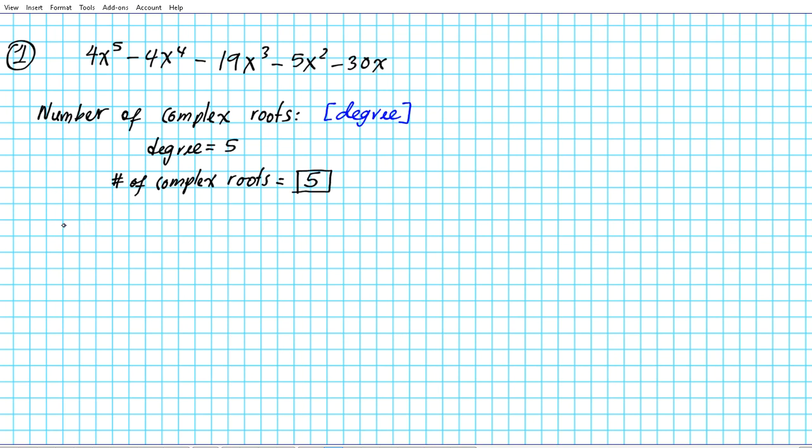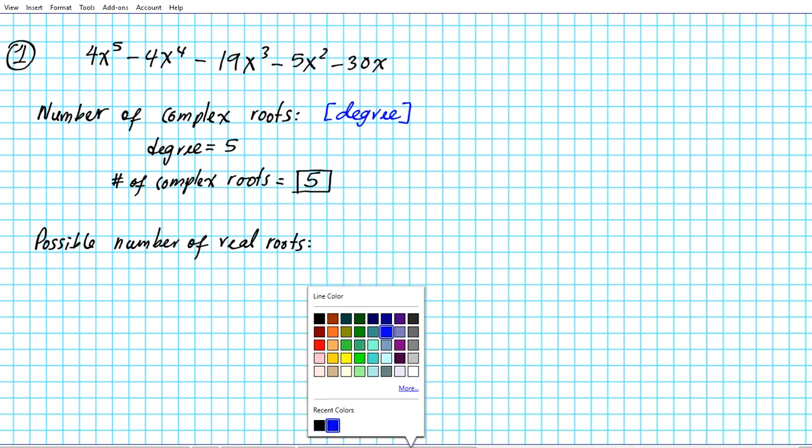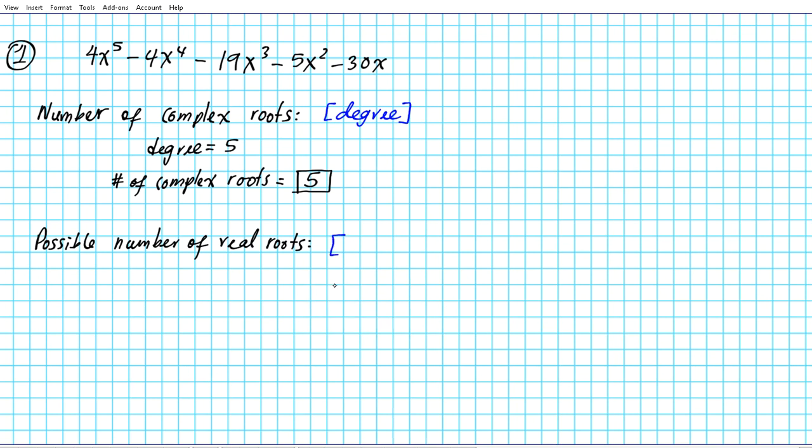Next, we need to find the possible number of real roots. Can we predict what the possible number of real roots are? Well, you can do that using the number of complex roots. All you do is you take a look at the number of complex roots or the degree, and you look at that or multiples of 2 less. So the possible number of real roots is the degree or number of complex roots or multiples of 2 less. So you just count down by 2, okay? The reason we count down by 2 is that the irrational roots or imaginary roots occur in conjugate pairs. So you count down by 2 in that fashion, okay?